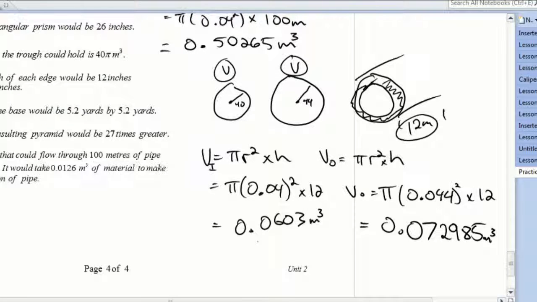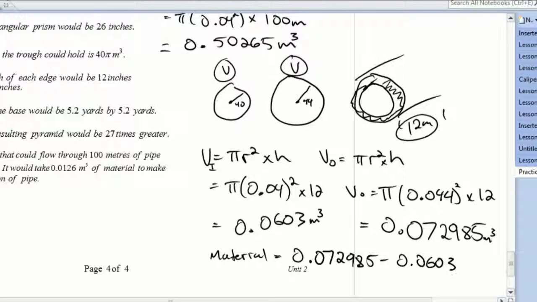So to find the amount of material, I'm going to take the 0.072985, keep on skipping a zero. I'm going to subtract the 0.0603.